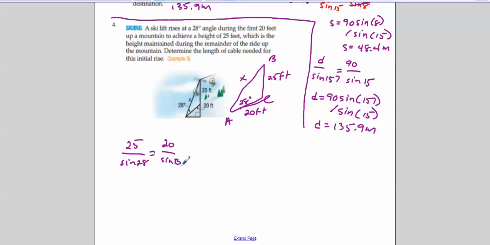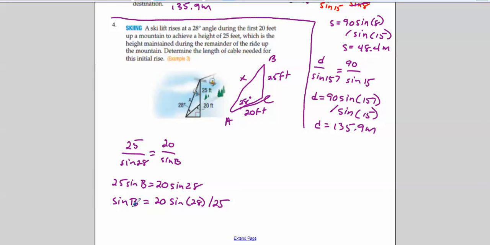Alright, so this time our variable's in the denominator, which is more tricky. Of course, these ratios are going to be equal even if you flip them upside down, so you could always do that as well. I'm going to cross multiply in this case. So if I cross multiply, I have 25 times sine B equals 20 times sine 28. And then to isolate sine B, you divide by 25. So you have sine B equals 20 sine 28 divided by 25.